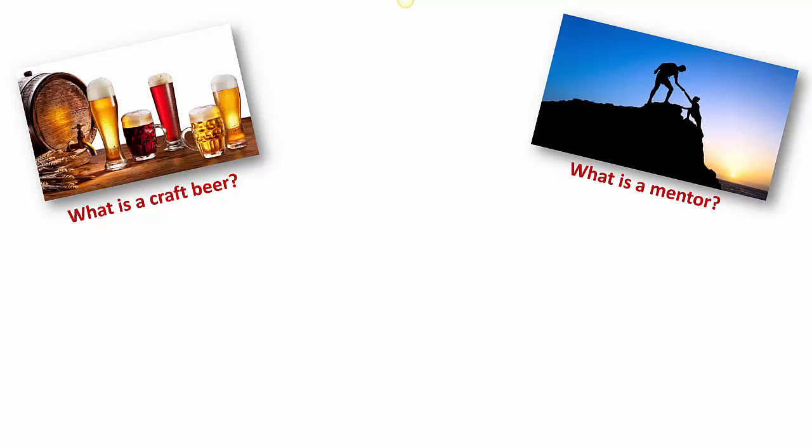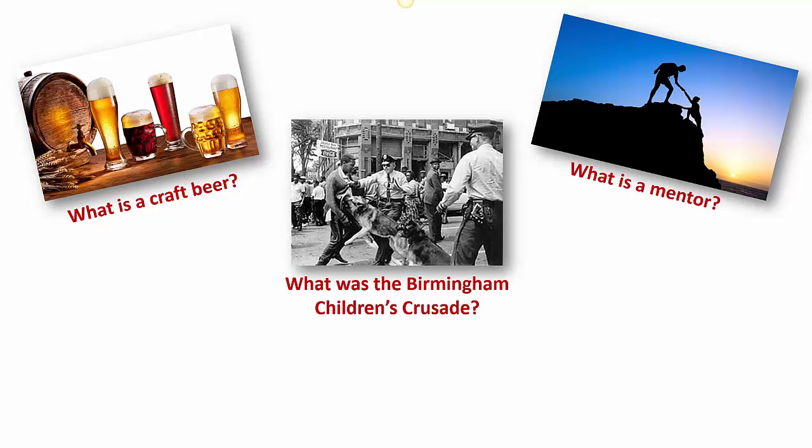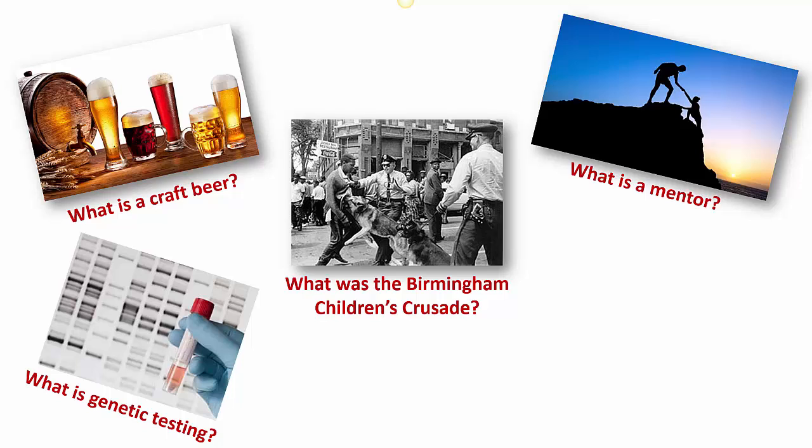So you might think about definitions such as what is a craft beer? What constitutes that kind of beer from other kinds of beers? What does it mean to be a mentor? Who are mentors? What do they do? And what separates mentors from other kinds of advisors? What was the Birmingham Children's Crusade? In this important event in the civil rights movement, who was involved? When did it happen? And why did it happen? And what were the outcomes? What is genetic testing?